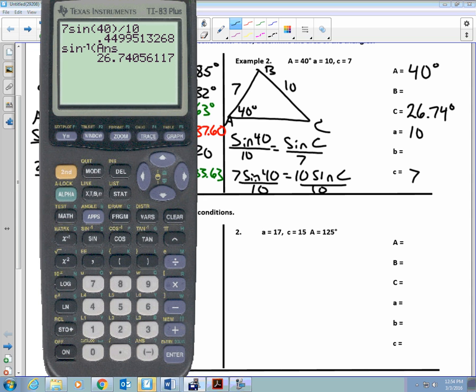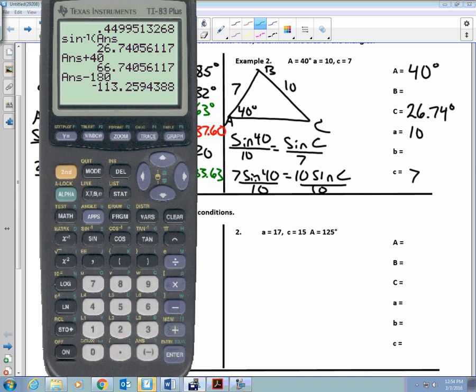What can I now find as well? How do I find B? Subtracting from 180, I get 113.26. How do I find side B? Pythagorean theorem? Not a right triangle, can't do that. So I set up sine of 40 over 10 equals sine of 113.26 over B.